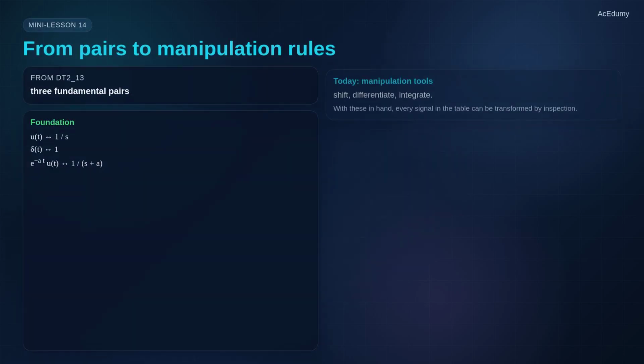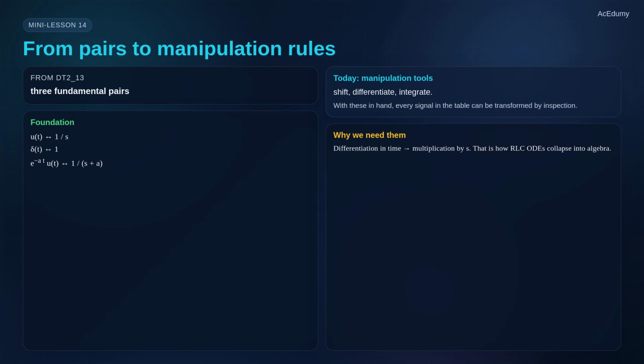Last lesson, we defined the Laplace transform and built three fundamental pairs. u(t) goes to 1 over s, delta(t) goes to 1, and e to the minus at goes to 1 over s plus a. Today, we add the manipulation tools: shifting in time, shifting in frequency, differentiation, and integration. With these in hand, any signal you can build from the table can be transformed by inspection.